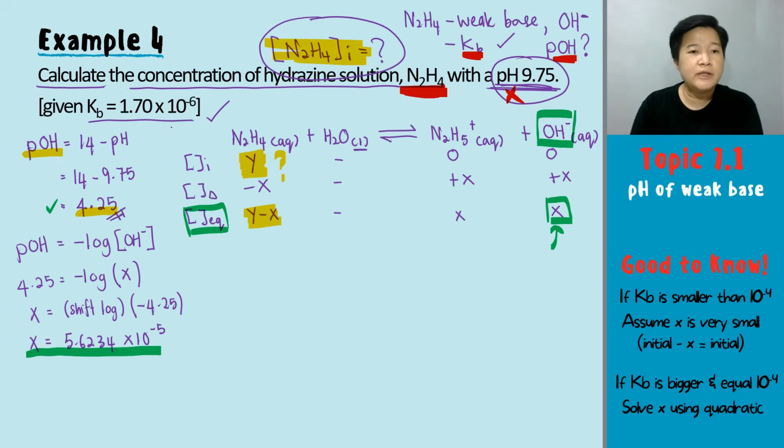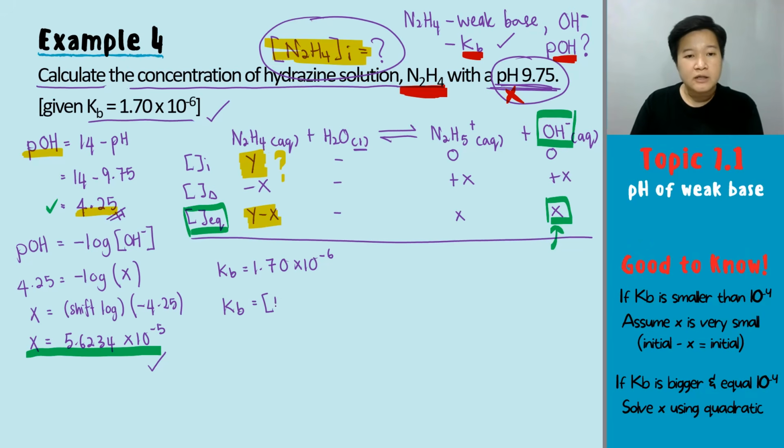Next, how do I find the Y? Last step. You already have the KB value given. The KB value given over here is 1.7 times 10 to the power of negative 6. You have everything at equilibrium including the X that you just calculated. Can you see that right now? So you can write the formula of your KB. KB equals to the concentration of N2H5 positive times the concentration of OH minus over the concentration of your hydrazine N2H4. Substitute in the KB value, 1.7 times 10 to the power of negative 6 equals to X multiplied by X over Y minus X.